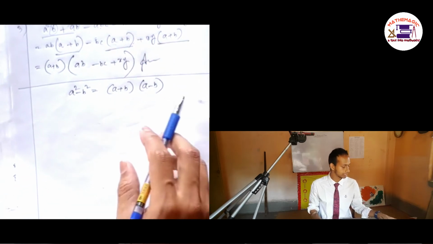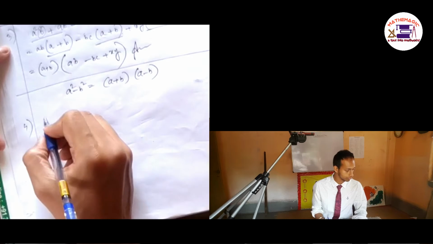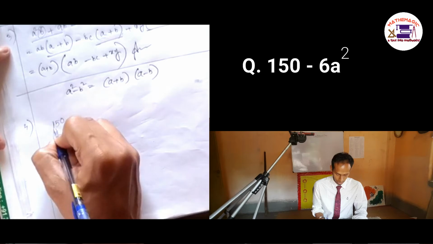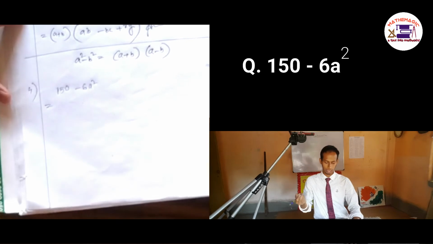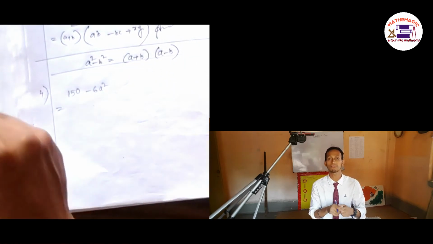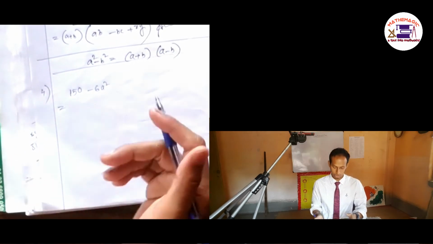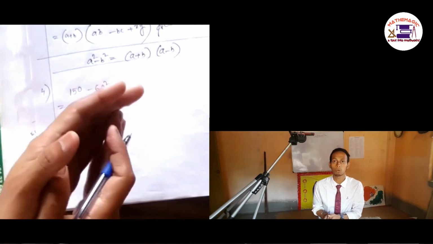And from this exercise I want to choose a very easy one first, then slowly I will progress to the harder problems. So the first one is 150 minus 6a square. Here also we will do the same thing, as it is not yet in this form. This form says something square minus something square. As we know, 150 is not a perfect square, and 6a square is also not a perfect square. So in the first step we have to see whether we can take anything common or not.